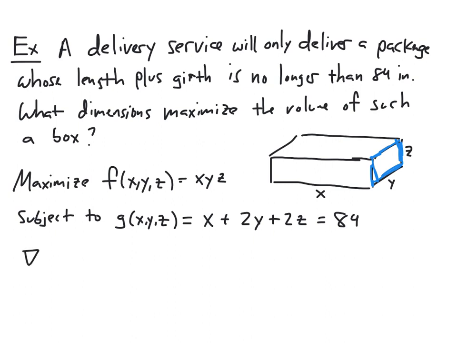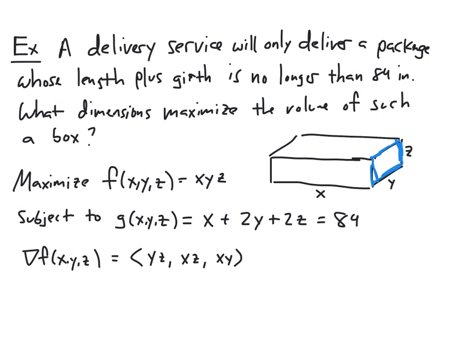So if we compute our gradient vector of f of x, y, z, the partial with respect to x will be yz, the partial with respect to y will be xz, and the partial with respect to z will be xy.